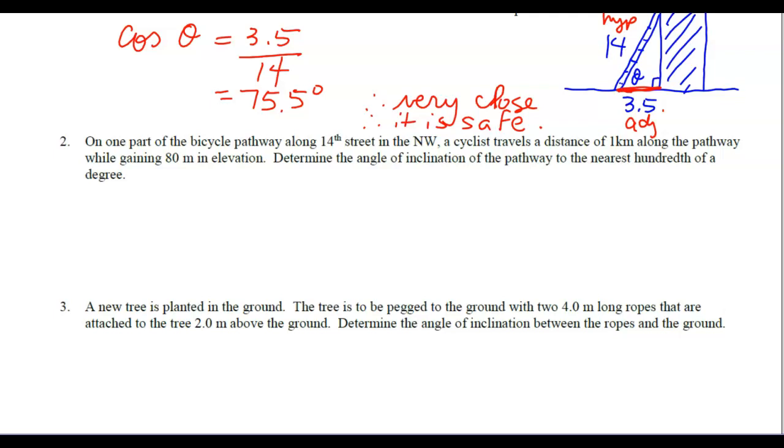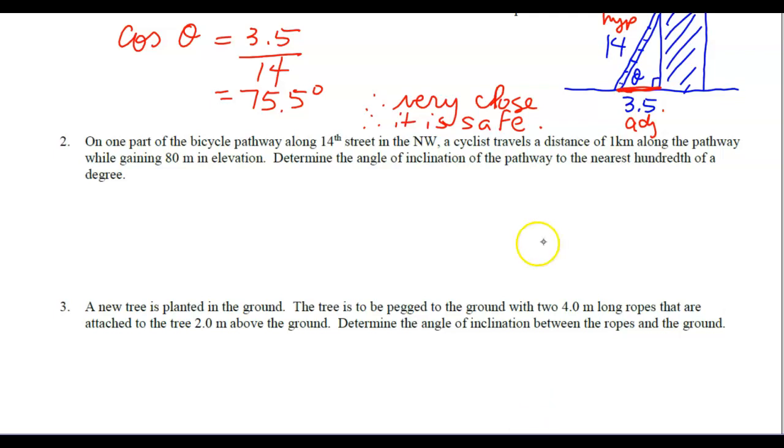Next one, we also have to draw a diagram. So it says one part of the bicycle pathway along 14th Street in the Northwest, a cyclist travels a distance of 1 kilometer along the pathway while gaining 80 meters in elevation. So the path is going upwards. It's on an incline. Okay. It's gaining 80 meters in elevation, which means the vertical height is 80 meters.